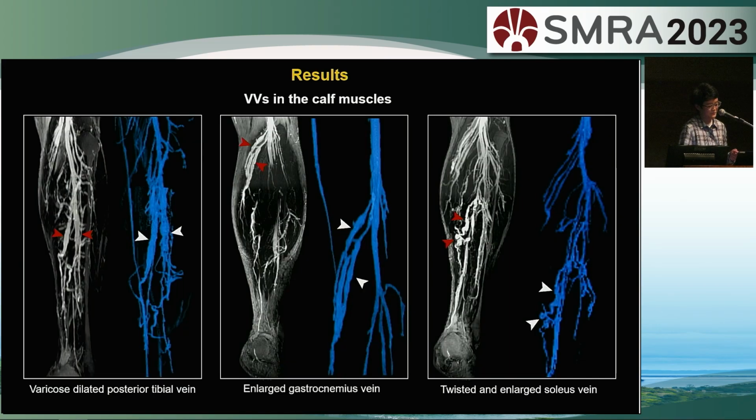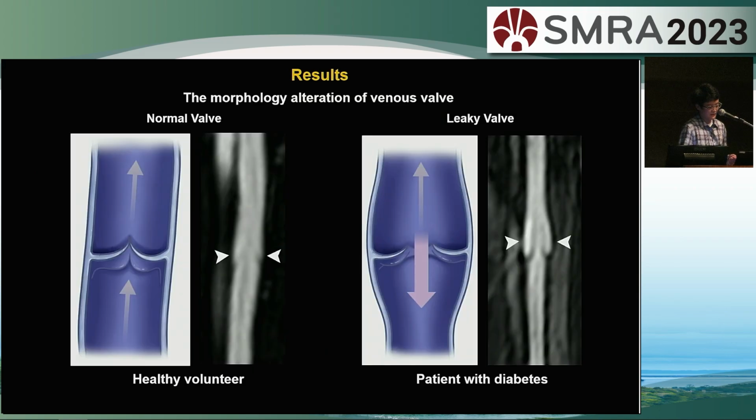Next slide, we come to the next, network 1. In network 1, we found lots of varicose, dilated, enlarged and twisted deep veins in the calf muscles in the patient with diabetes. And we also found morphology alteration of the femoral veins, which indicates the veins had a leaky valve.